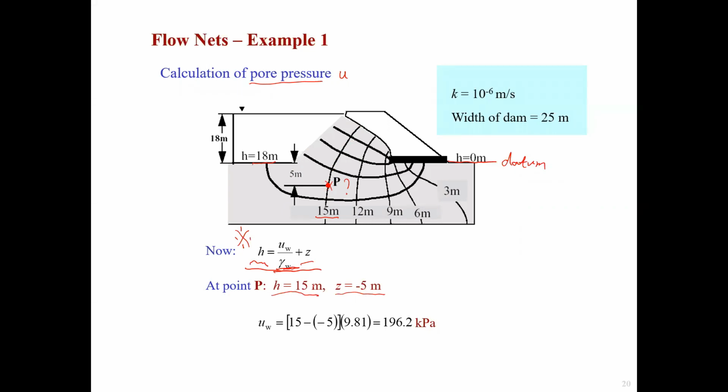If we substitute both values into this formula, this gamma w is a constant, 9.81 kilonewton per cubic meter. So we are able to calculate the pore water pressure, that's 196.2 kPa. That's a really important formula. Once you get the flow nets, you are able to calculate the pore water pressure at any point within the dam.